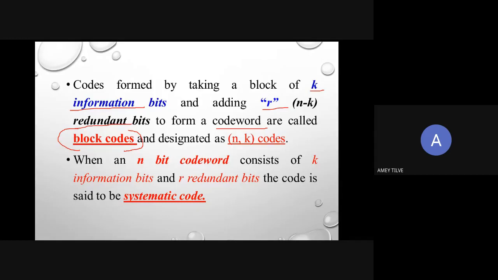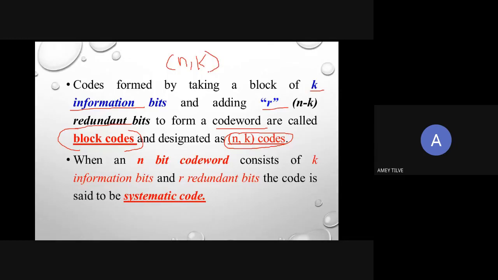Remember, whatever we are going to learn now, maybe Hamming code, linear code, ISBN code, cyclic code, all are block codes. They are always designated as n comma k. So the question is, how do we identify which is a block code? The moment this format n comma k is given in the problem, you should identify that it is a type of block code.